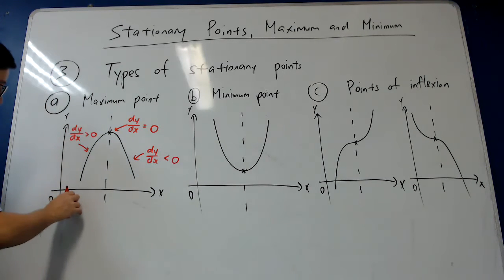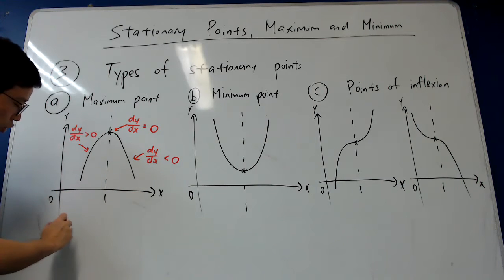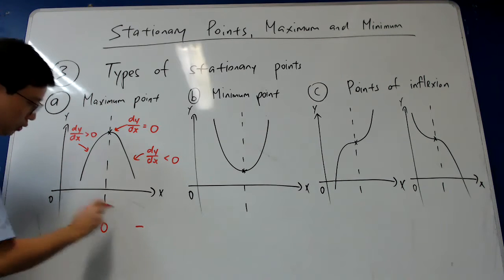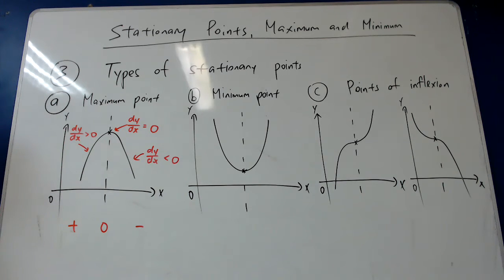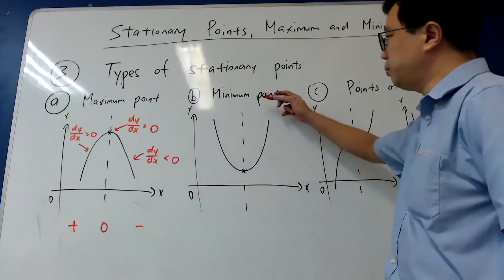So from before the maximum point to after the maximum point, the gradient changes from positive to 0 to negative. This is what you need to know for maximum point. Now, what about a minimum point?